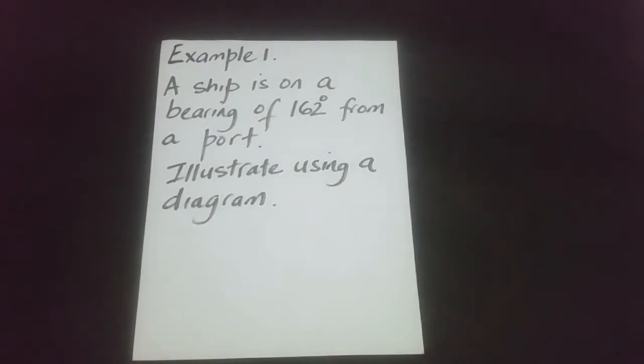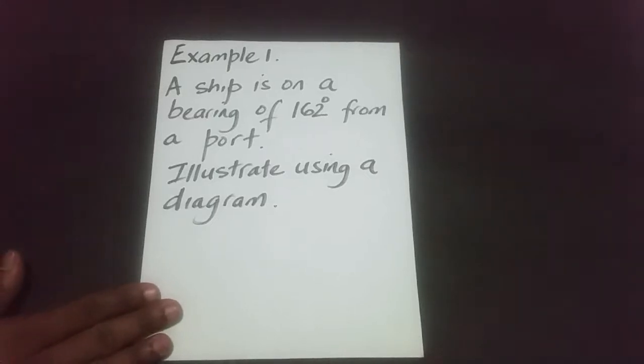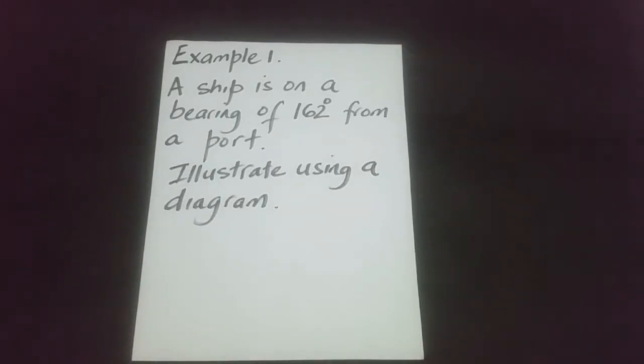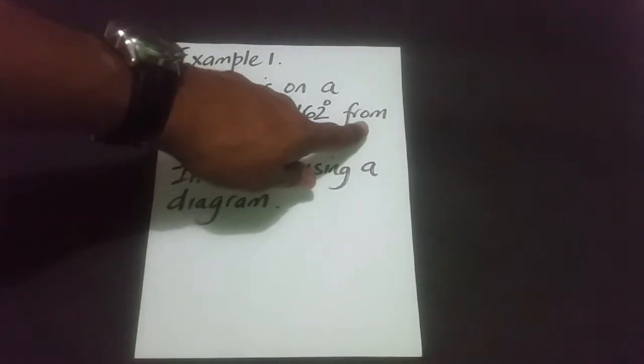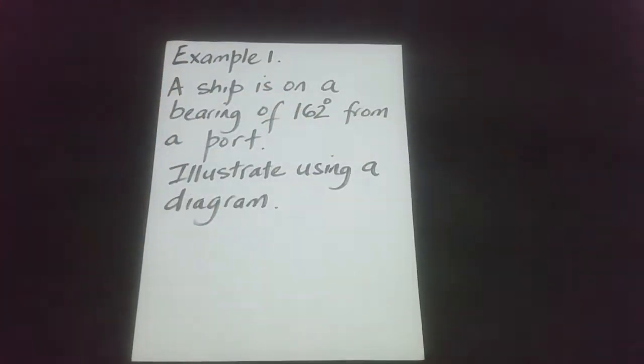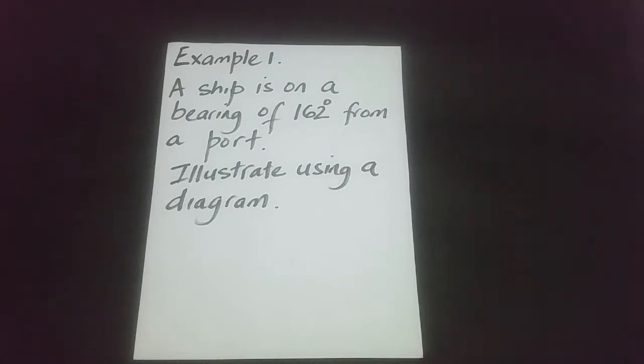Alright guys, welcome back, and we're going to be looking at some very simple examples now that have direct relation to bearings in trigonometry. So let's take a look at this question here. Example 1, it says a ship is on a bearing of 162 degrees from a port. Now remember in our notes we said the critical significance of this word from. Illustrate using a diagram. A very simple question.